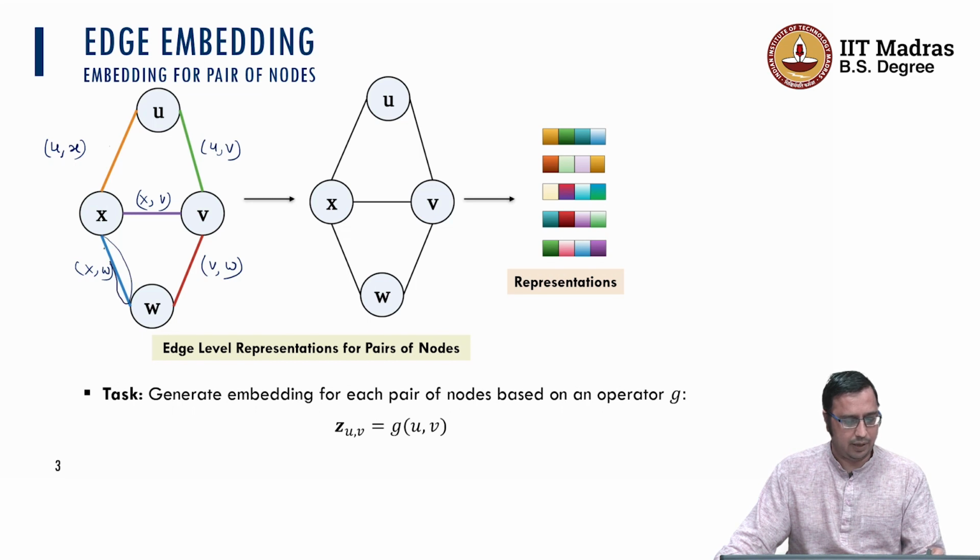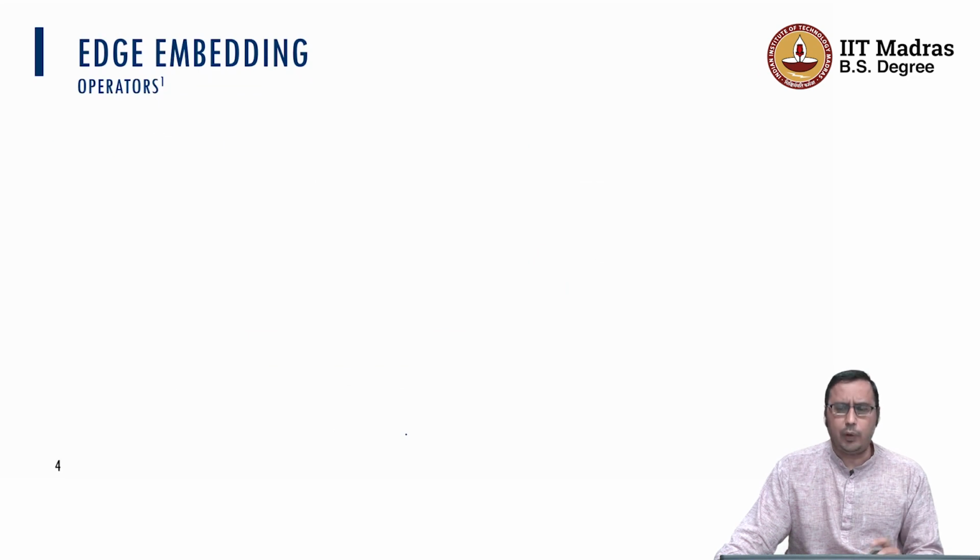For example, if I look at creating an embedding for this particular edge, in other words, I can ask: can I create an embedding for the node pair X and W? So the task of edge embedding is generating an embedding for each pair of nodes based on some operator G, which takes these two nodes and provides an embedding Z_{U,V} for the particular edge connecting nodes U and V. So let's discuss how we can do that. So what is this operator?